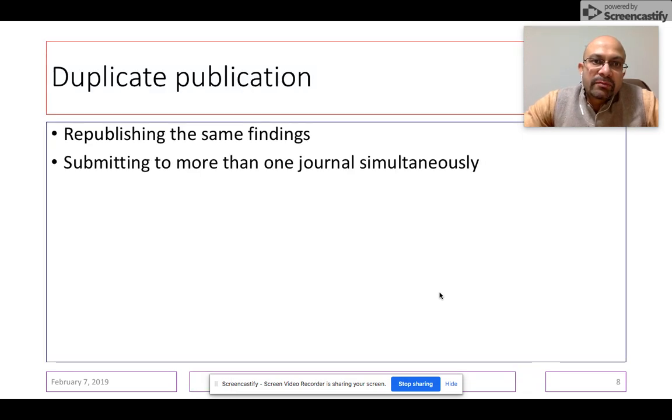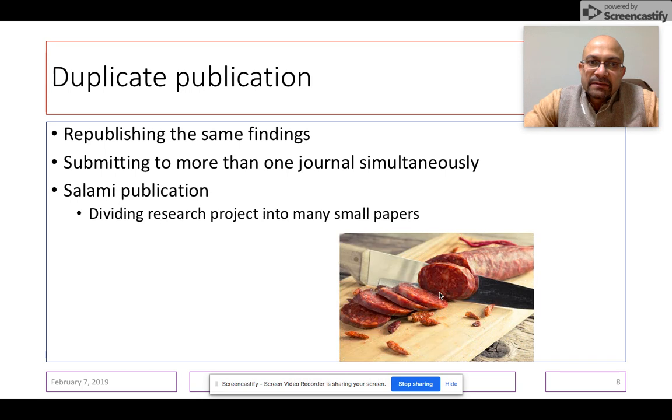I would talk to you about duplicate publication first. It's duplicacy when you are republishing the same findings in more than one article, or if you submit, let's say, your manuscript to more than one journal simultaneously. So please remember that your article should not be submitted to more than one journal, and it should not be under consideration for publication at any given time in more than one journal. That's not a good academic practice.